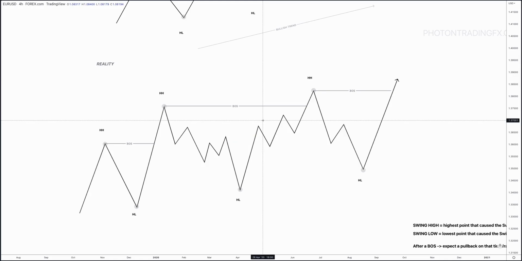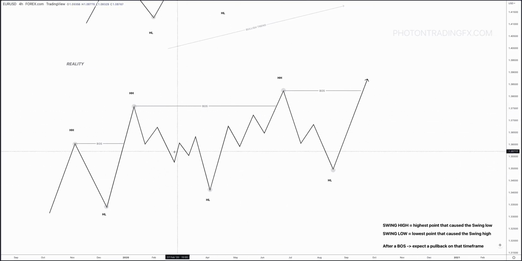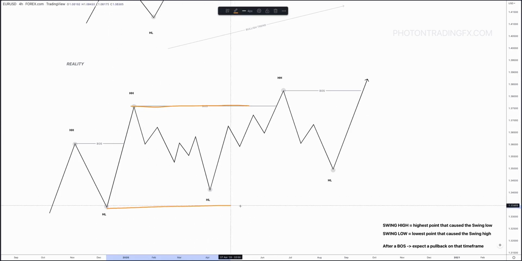I thought the trend was bearish. I keep getting stopped out. And the reason why is because you haven't zoomed out enough to actually see where we are within the true swing structure, okay? Because at this moment, this is your swing high and this is your swing low, okay?